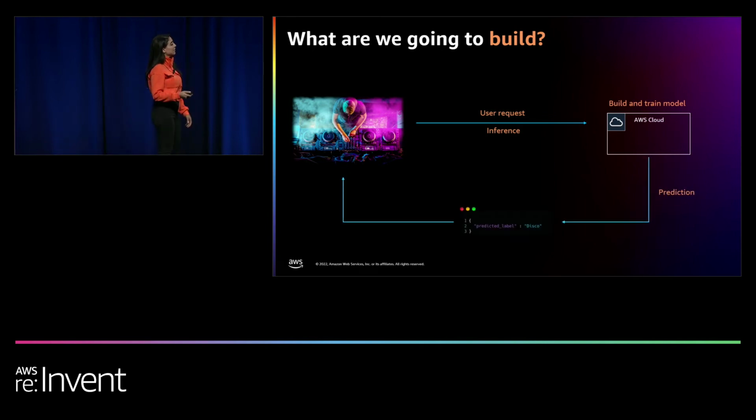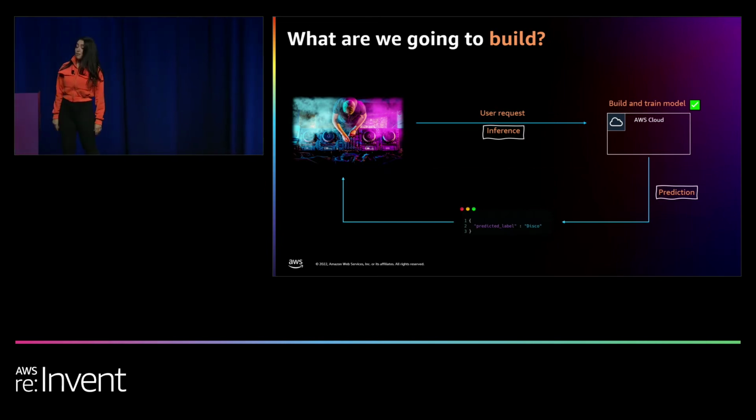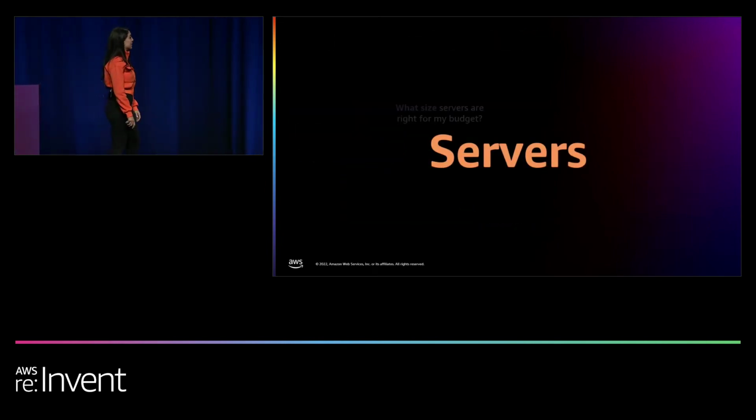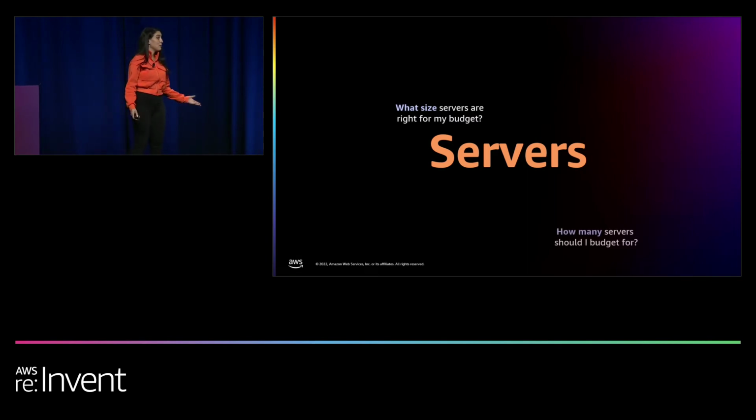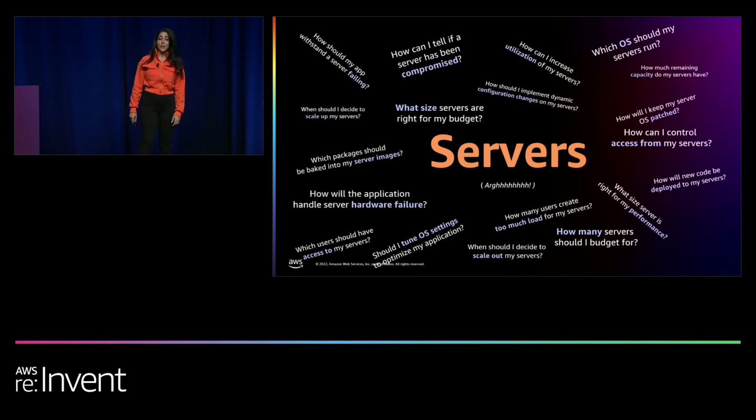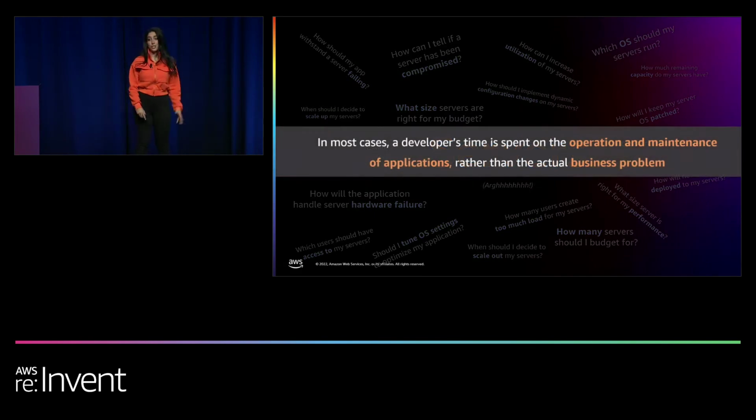And so Suman already spoke about building and training the model. What we're going to focus on is the inference and prediction on AWS Cloud, and how we're also going to get the model up there into the world. But what tools should we use to build this? Okay? We could use servers. We would have to consider a lot of things. What size are the servers? How many servers should I budget for? I could maybe spin up an Amazon EC2 instance, right? But there are a lot of things to worry about. And I don't know about you, but I think I want to just focus on the business problem and not have to focus on the operation and maintenance of it.